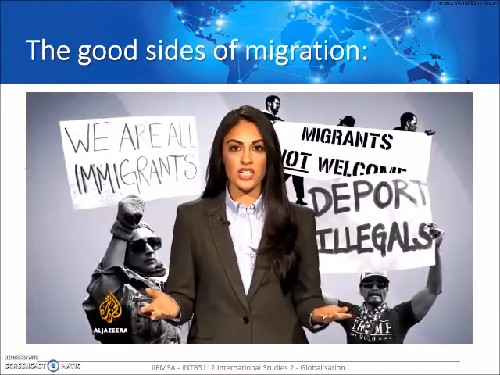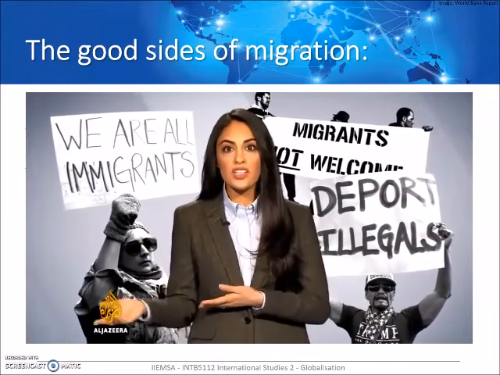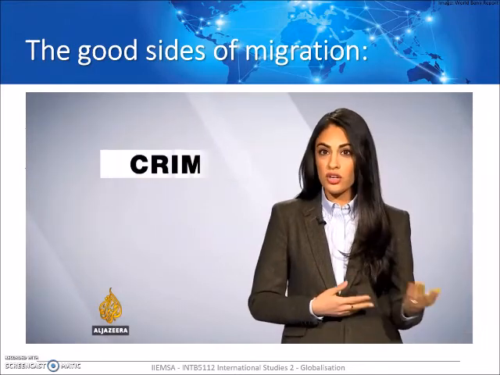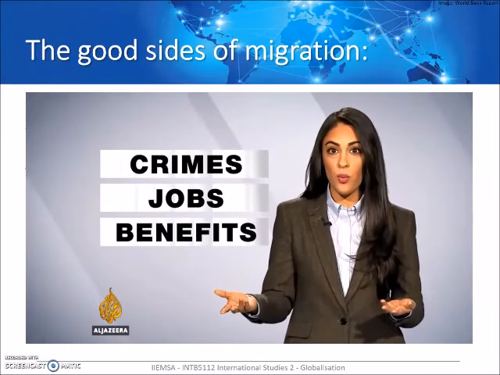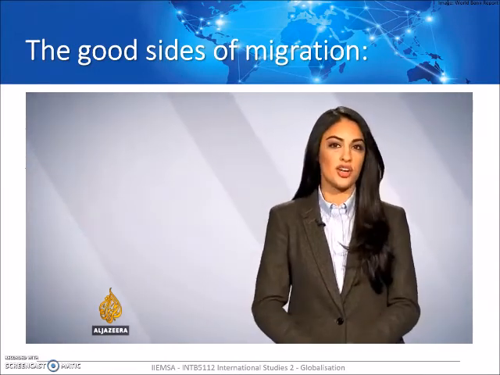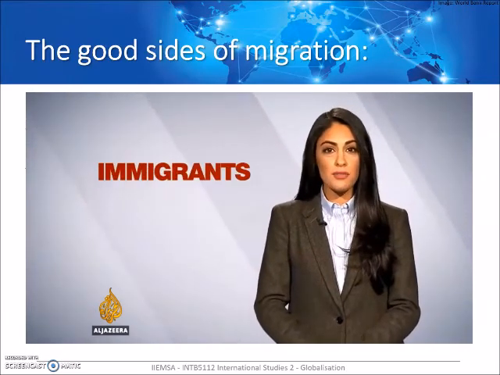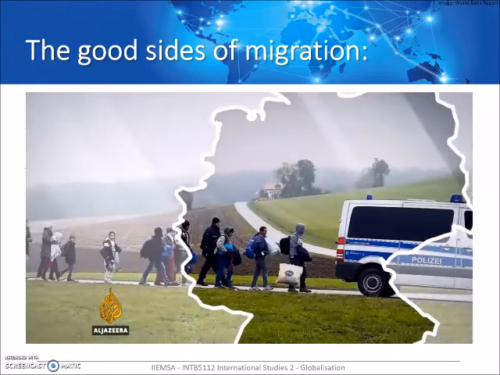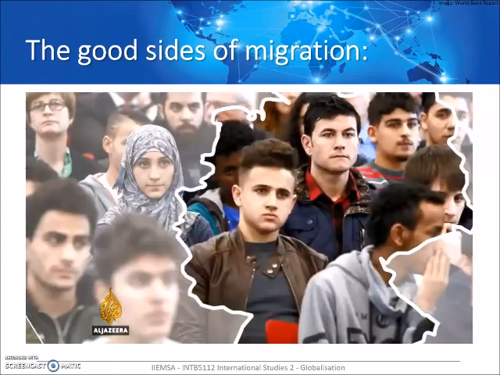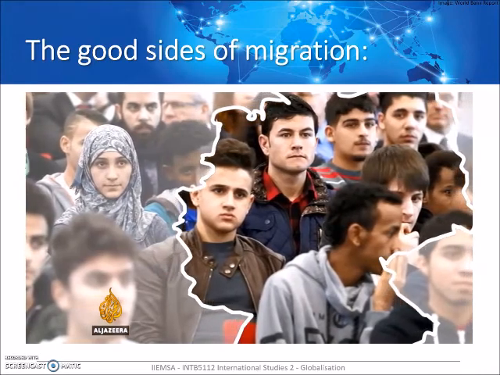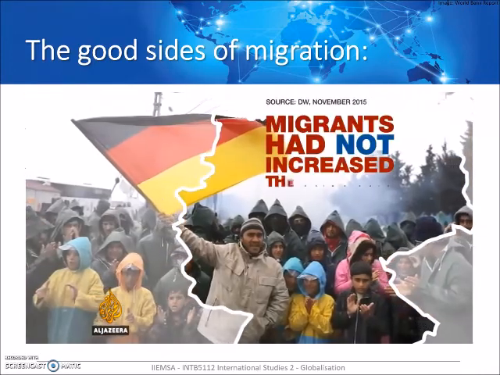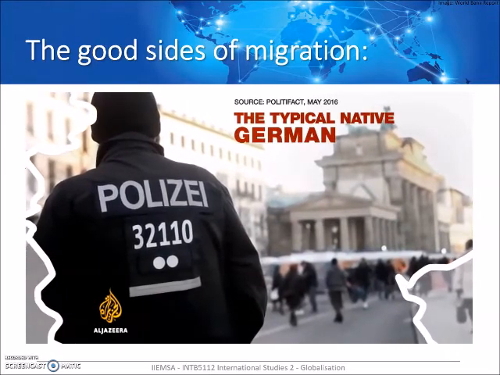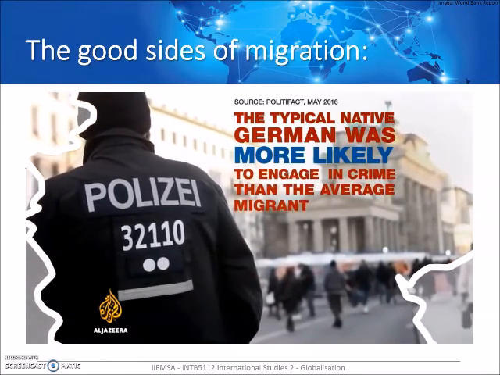We hear about immigration endlessly, people debating why it's good, why it's bad, but what's really the case? Are immigrants criminals, stealing jobs and sponging welfare benefits? Well, let's just look at the research. First, immigrants don't commit more crime than natives. Take Germany. Even with its mass influx of migrants in 2015, its own Federal Office of Criminal Investigation said migrants had not increased the crime rate. And police noted that the typical native German was actually more likely to engage in crime.